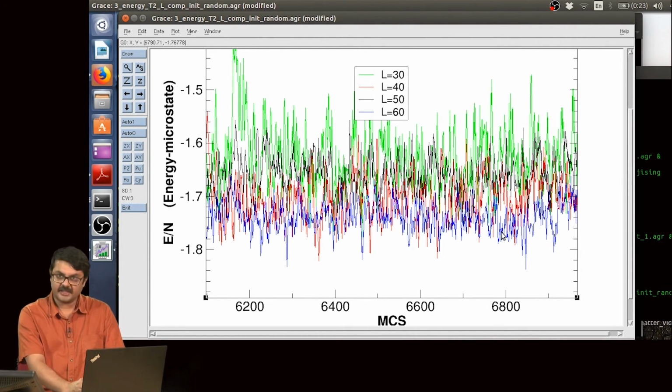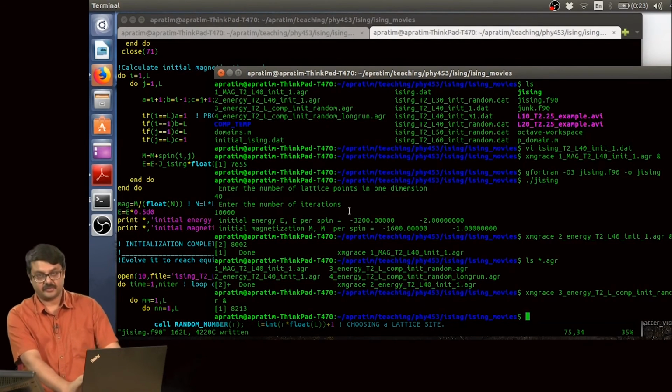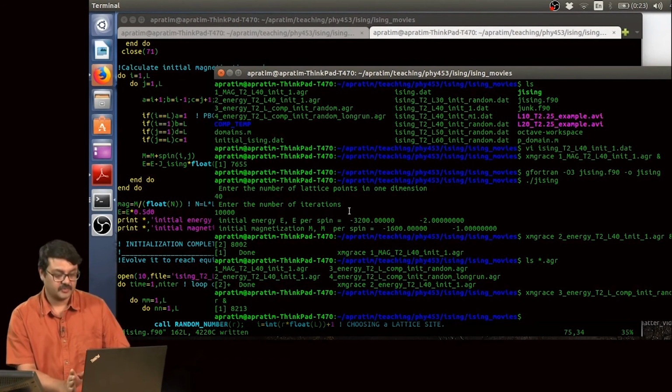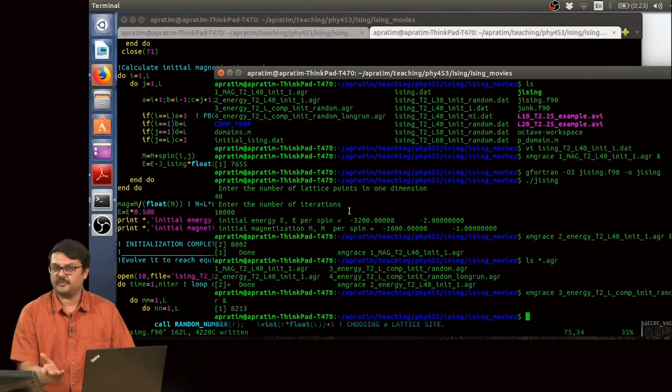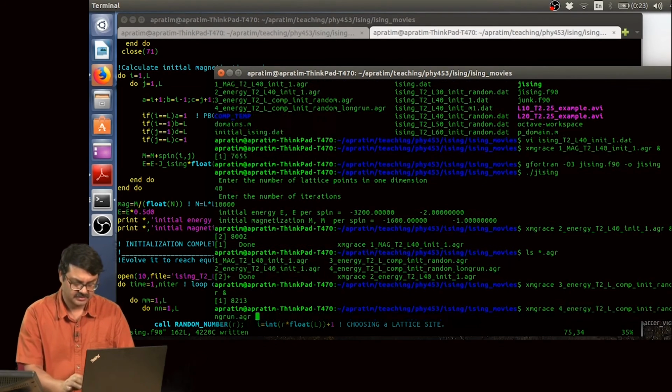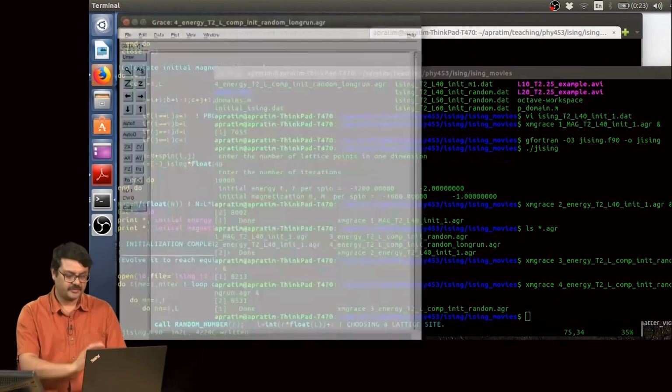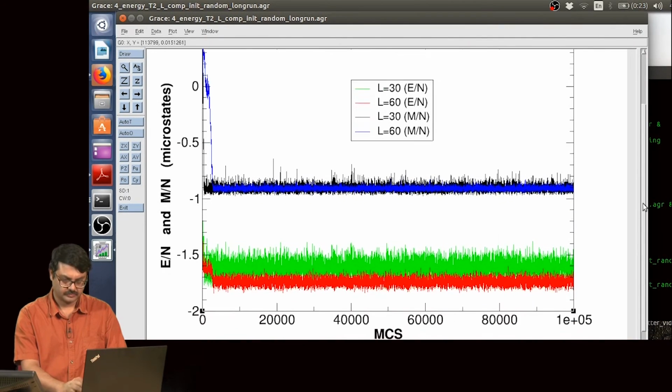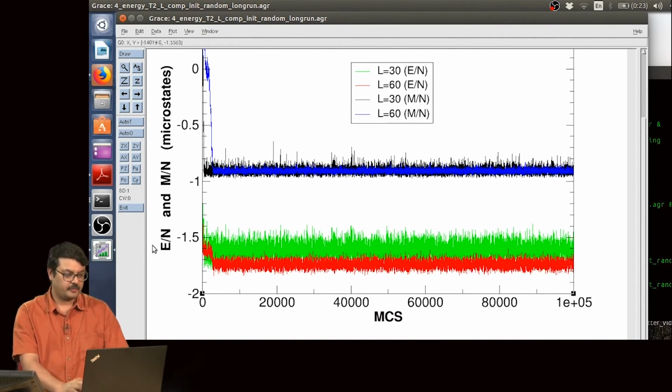Having said that, let us look at the same data, energy and magnetization, for a much longer run, comparing across different box sizes. I have already run that data for different box sizes for 1 lakh iterations. It takes around 3-4 seconds, it does not take much more than that. I am just plotting it for you. So, I have plotted both E by n and m by n for box size 30 and box size 60.